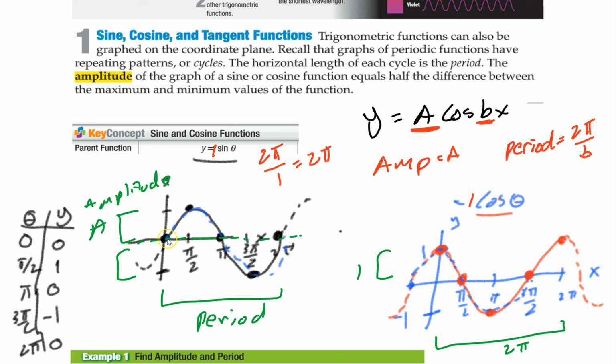Sine graph starts at the beginning, ends at the same spot, halfway in between. Half between these two is my highest, half between these two is my lowest. It's connected. Cosine's different, it starts on top, ends at the same spot, halfway between is the lowest, and in between is where you cross. That's the general idea. So now let's do some examples.